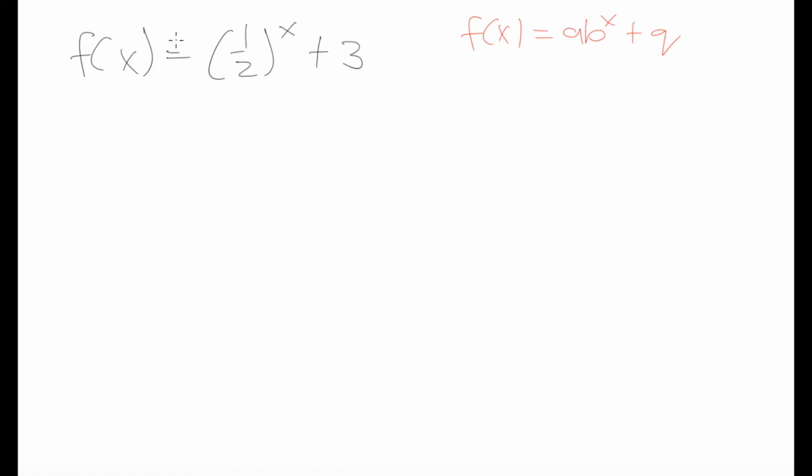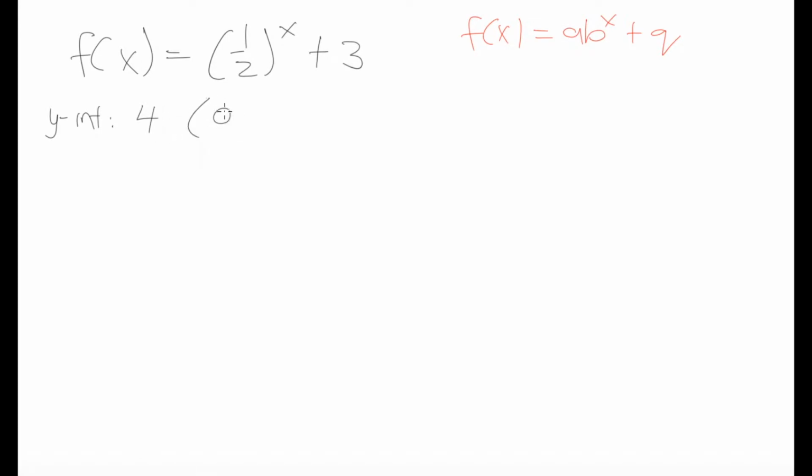Well, the first thing that we can do is make a note of our y-intercept because that can be quite easily determined. Our y-intercept is going to be when we set x equal to 0. And you can recall that anything to the power of 0 is going to be 1. That is one of our exponent laws. Anything raised to the power of 0 becomes 1. So this term is going to become 1, and 1 plus 3 is 4. So our y-intercept is 4.